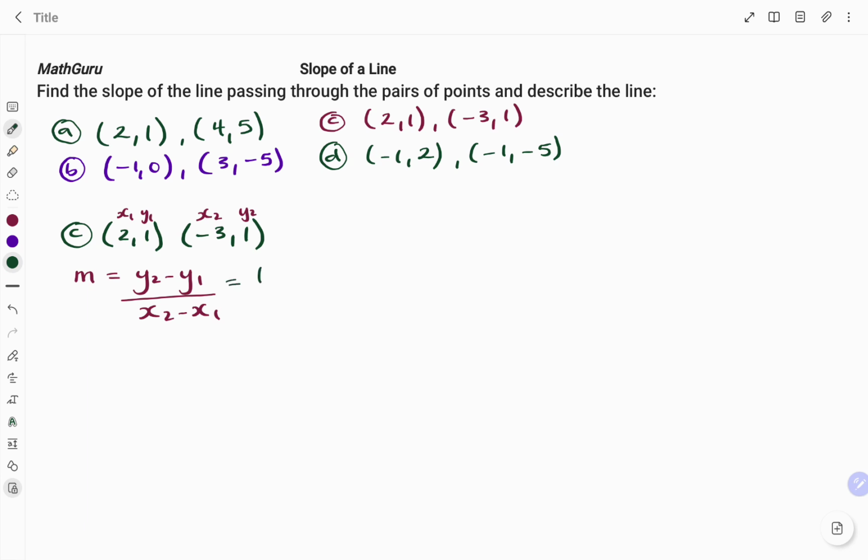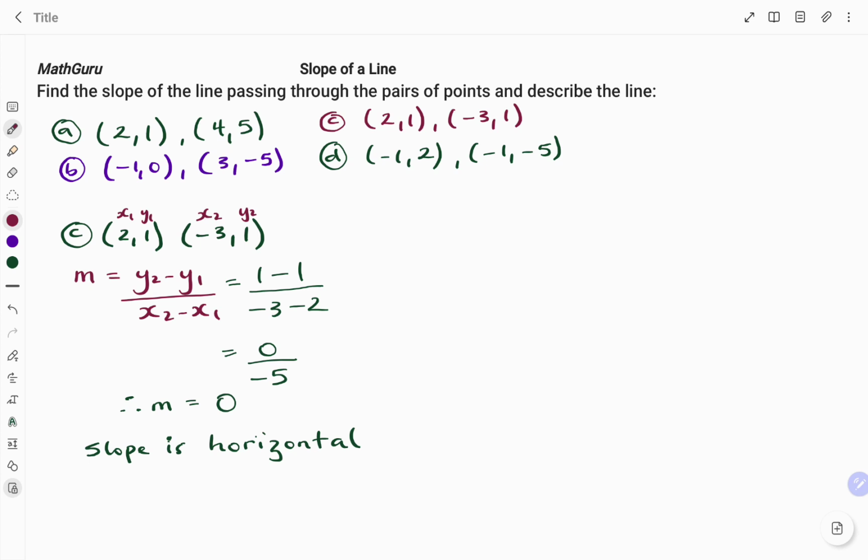So I have y2, that's 1, minus y1, that's 1, divided by x2, that's -3, minus x1, that's 2. That is 1 minus 1, that's 0, divided by -3 minus 2, that's -5. Therefore, my gradient m equals 0 divided by -5, that's 0. What that means is my slope is horizontal. That is, it's either on the x-axis or parallel to the x-axis.